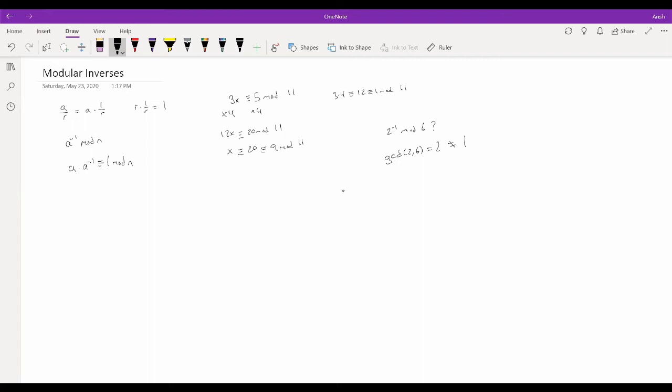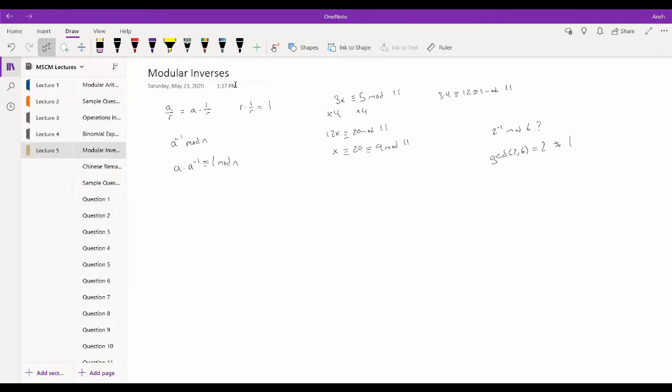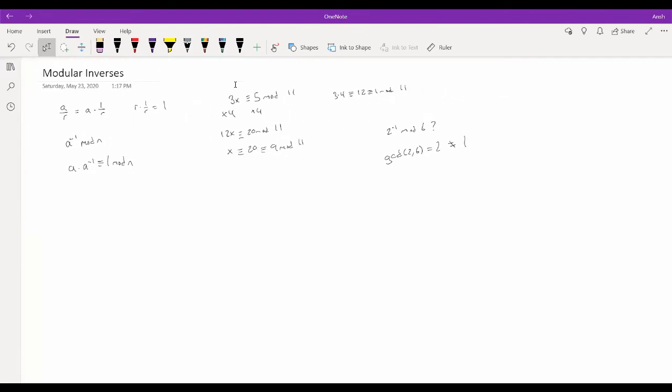So how will we find the inverse? Earlier, we wanted to find the inverse of 3 in mod 11, and that was pretty easy because 3 times 4 is 12. That's not too hard to think of. You can just test the values from 1 through 11. But let's say you want to find the modular inverse of something in a very large mod.